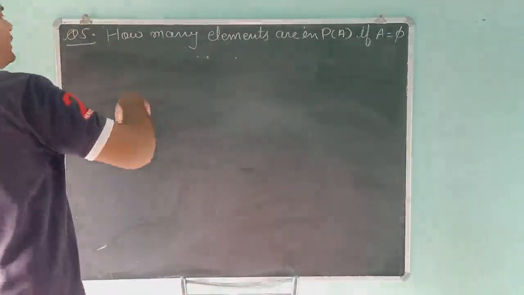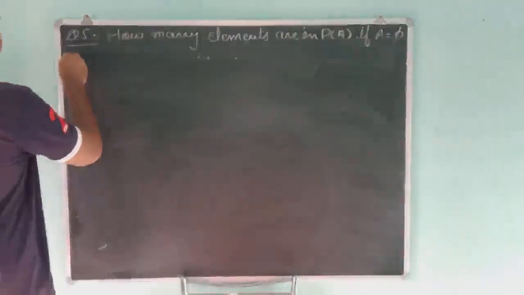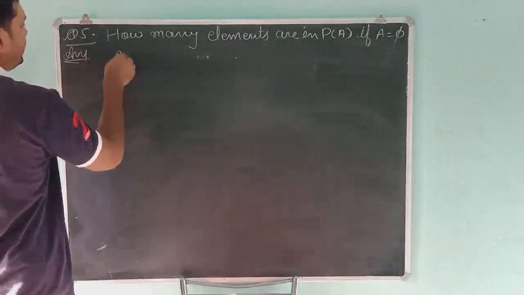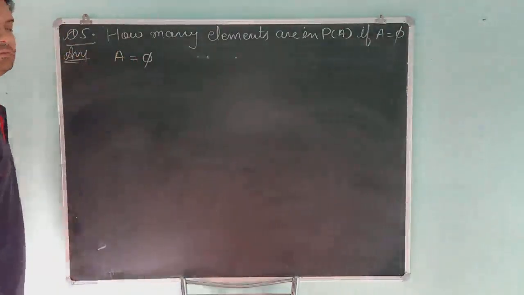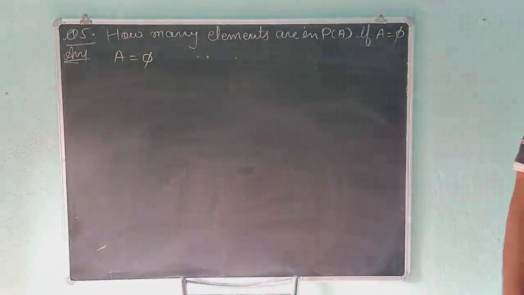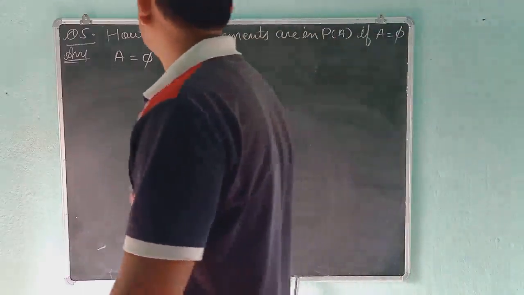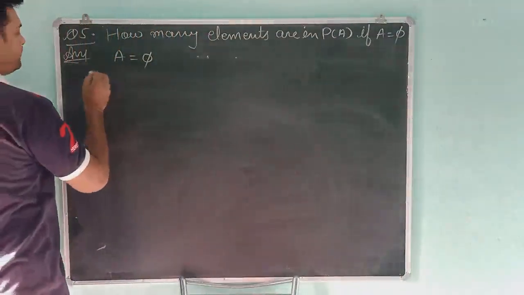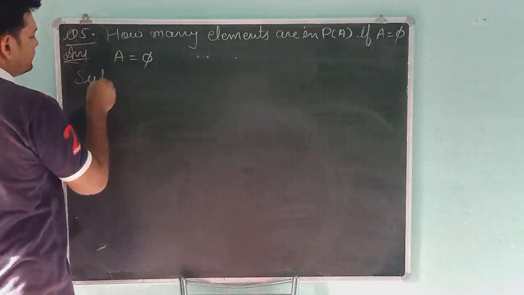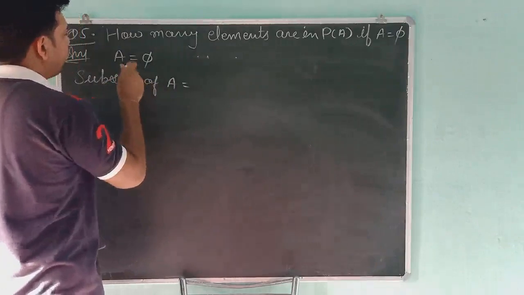But in this question we have to find out how many elements are in P(A) if A is equal to phi. First of all, we have to find the power set of A. And you know what the power set is? The power set is a set of all subsets. Okay students, what are the subsets of A?